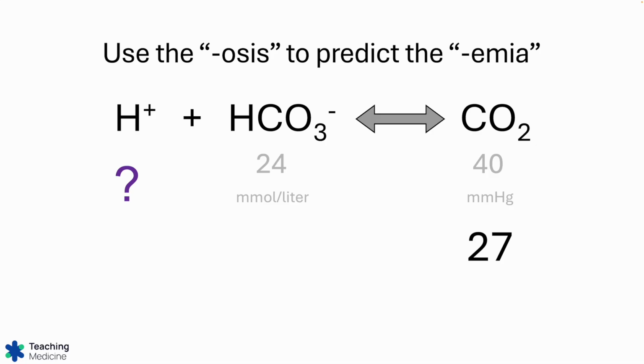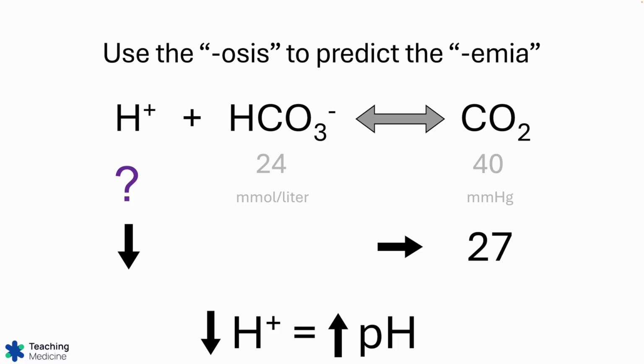If we had a CO2 that was low, for example, a CO2 of 27 is 13 points lower than normal, this is going to create a little bit of a vacuum on the right side of the equation. So the equation is going to shift to the right. This is going to consume hydrogen ions, which is going to reduce the hydrogen ion concentration. And as a consequence, we're going to have a higher pH. So this is a respiratory alkalosis causing an alkalemia.